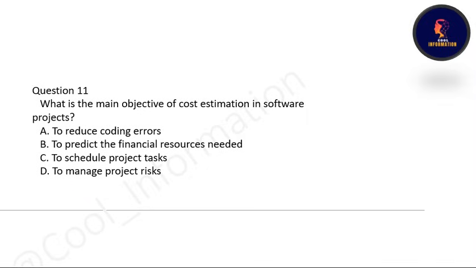Next question is, what is the main objective of cost estimation in software project? To reduce coding errors, to predict the financial resource needed, to schedule project tasks, or to manage project risk? Correct option is option number B. To predict the financial resource needed is the correct option.